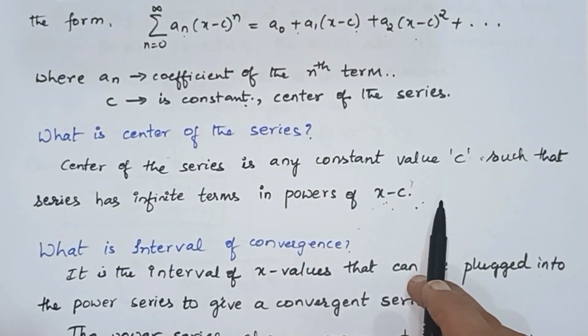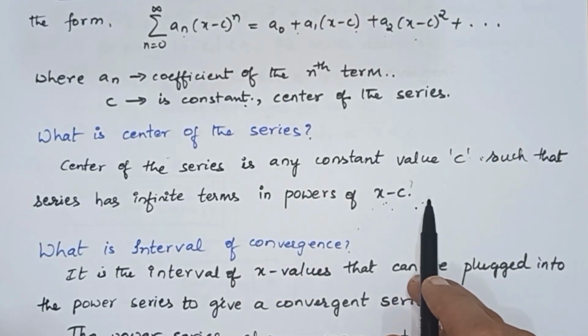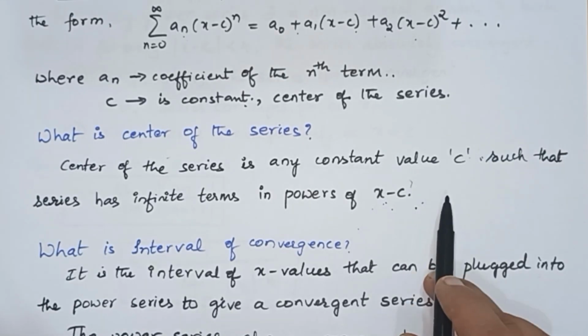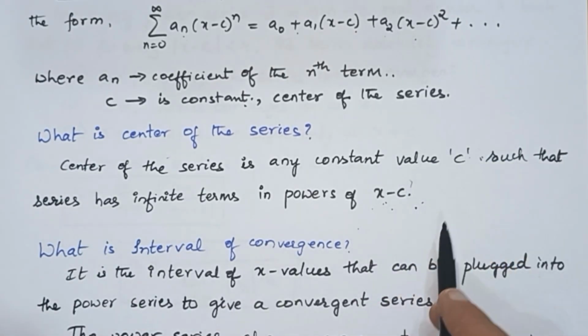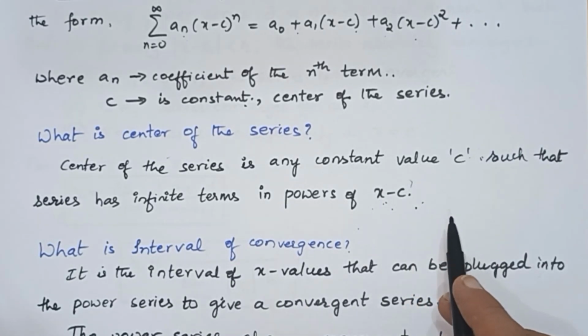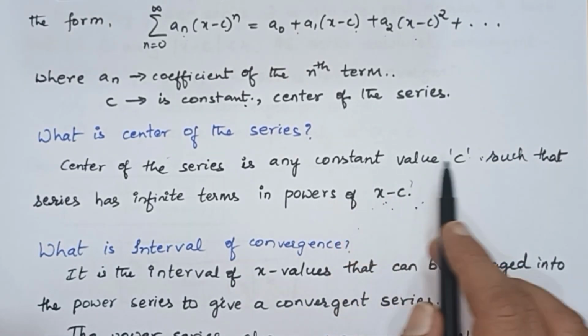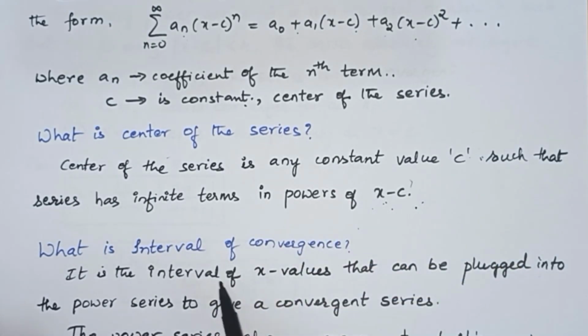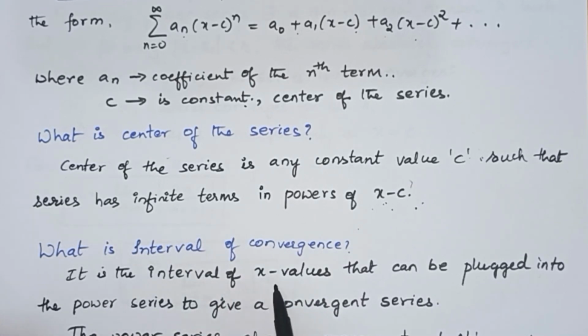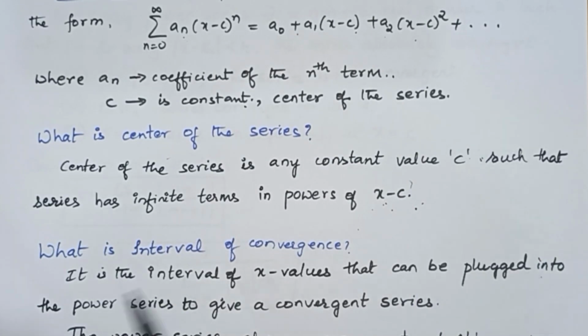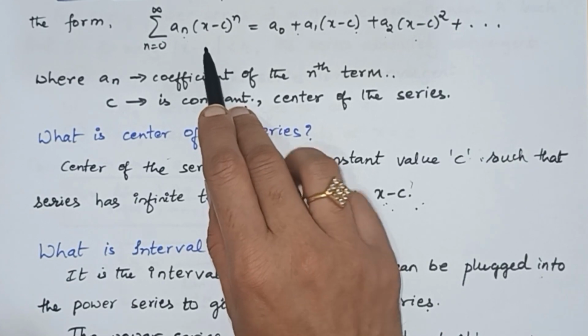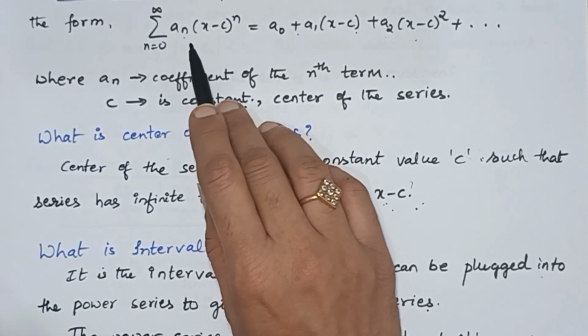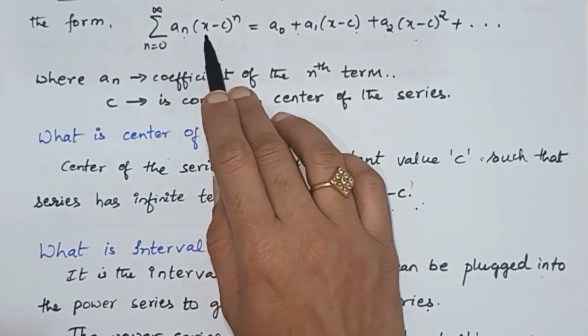Now, whenever any series is considered, we always look at the convergence of that series. Convergence means, is it going to some unique and particular value? Then we say that the given series converges. And in this case, we need the interval of convergence also. The interval of convergence is the interval of x values that can be plugged into the power series to give a convergent series. As x is the general term, you can go on giving different values for x.